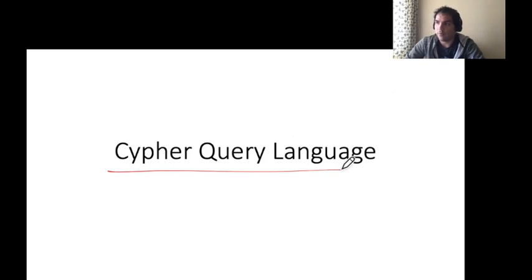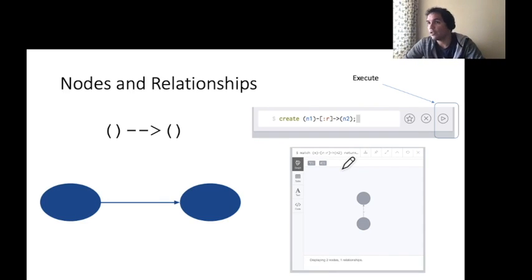Now what we want to focus on most of the time is the Cypher query language. We will be using Neo4j in order to interact with this query language. If we want to represent relationships, we can use this way to represent a relationship, but this is just one way to represent relationships.